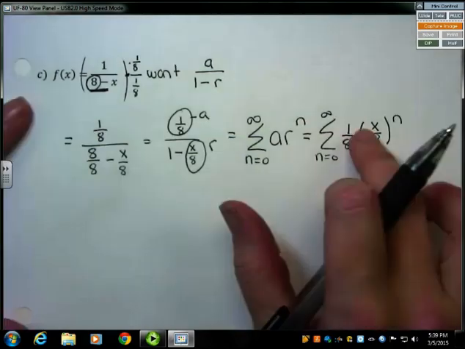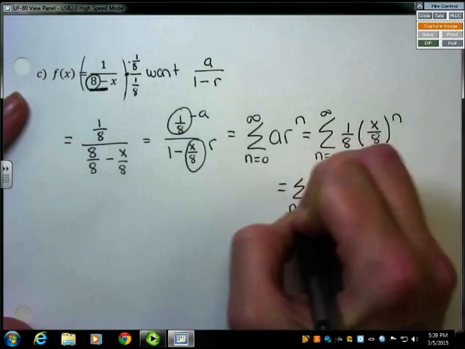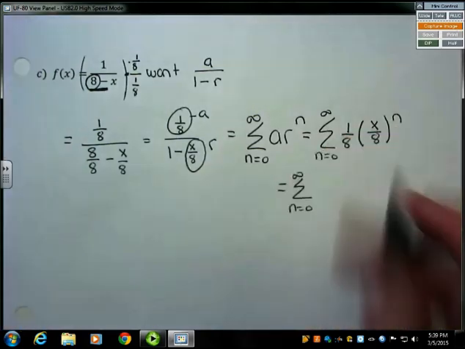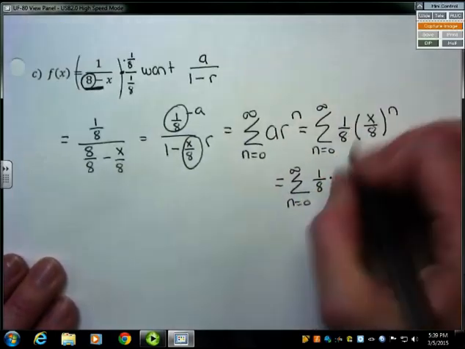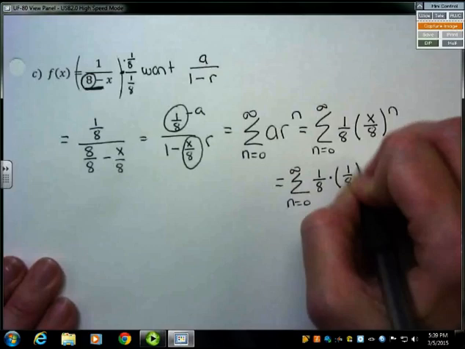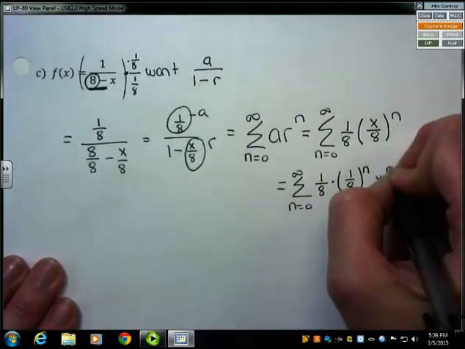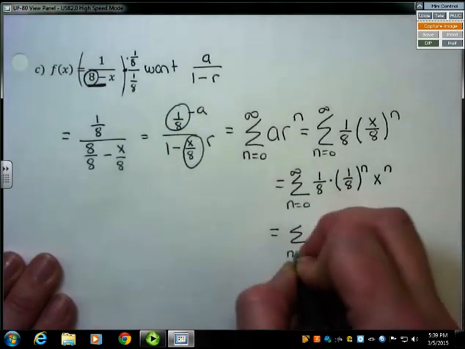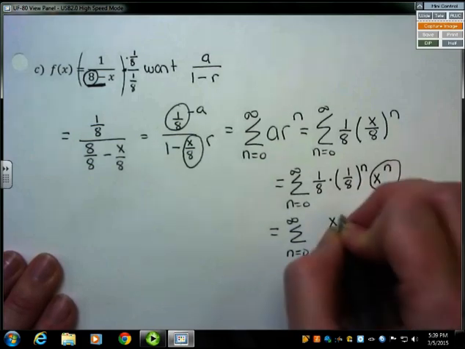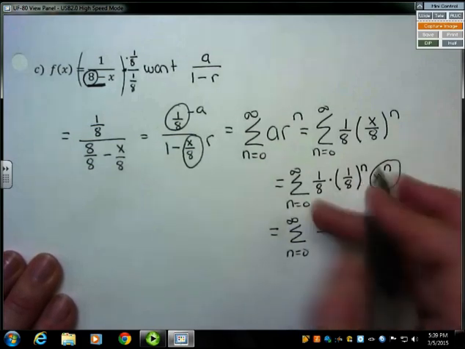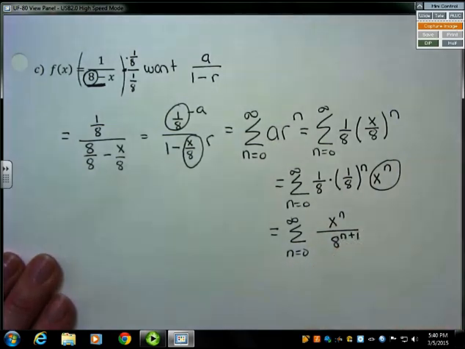Again, I like to separate the powers of n from the rest of it. So I'm just going to rewrite this summation as 0 to infinity. Here I already have a 1/8 times this 1/8 being raised to the n times an x to the n. A neat way of writing this, you have 0 to infinity of, in my numerator, x to the n. Here I have 1/8 raised to the n plus 1, or a denominator of 8 to the n plus 1.